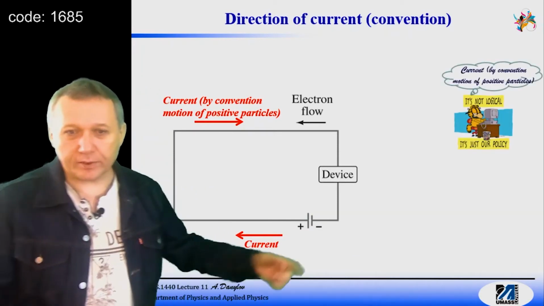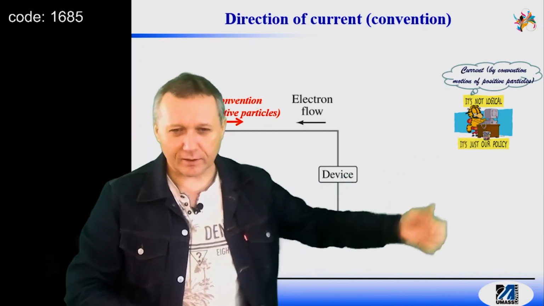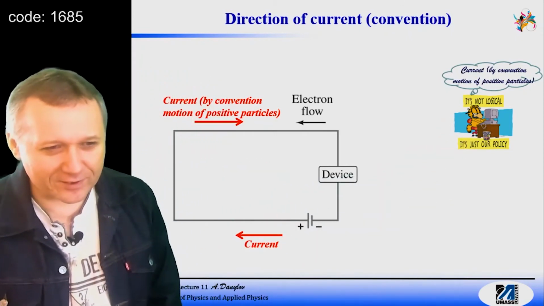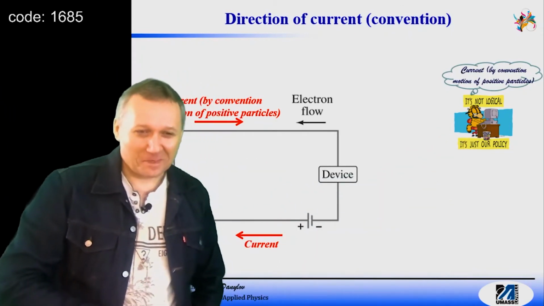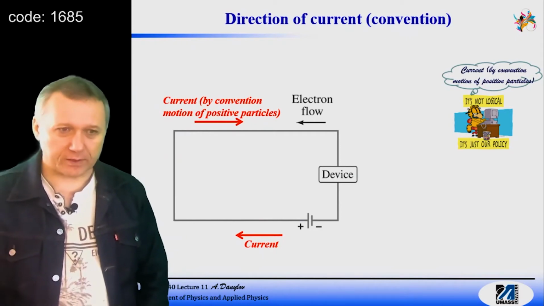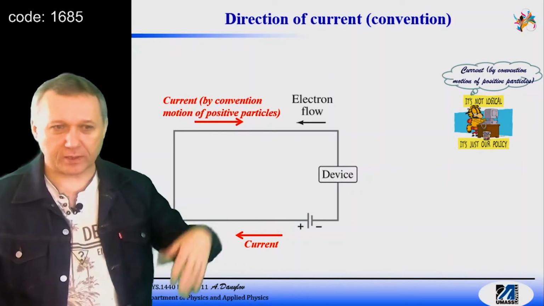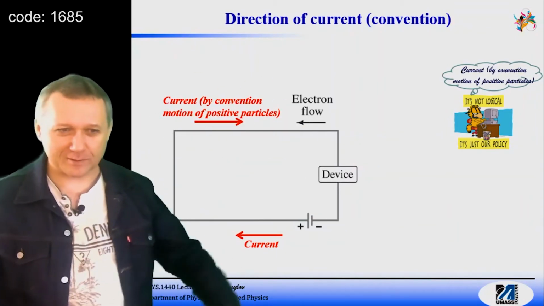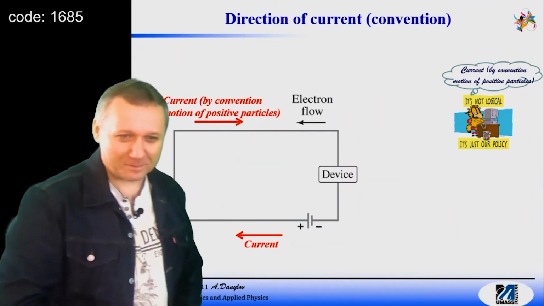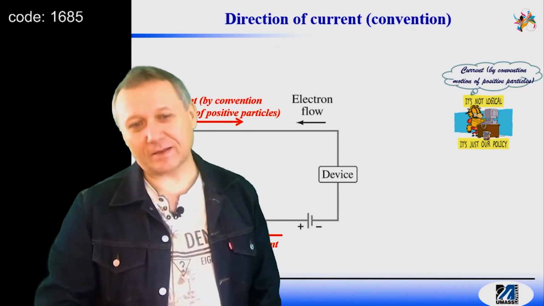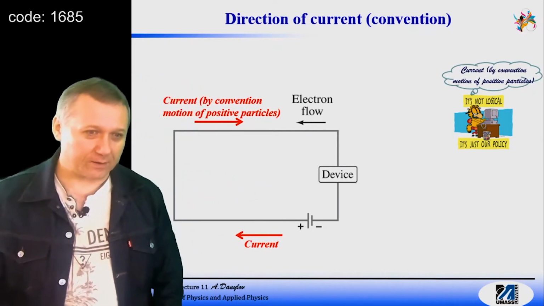Kind of not completely logical, that's why I put this picture. It's not logical, it's just our policy. So that's the direction of current, from plus to minus, the same as electric field lines, from plus to minus. Okay, so that's the direction of current.